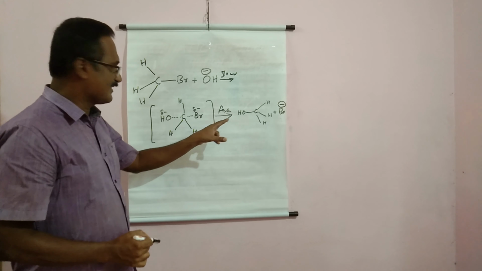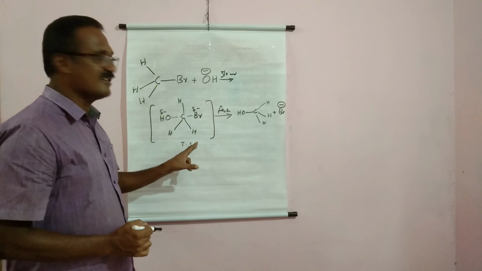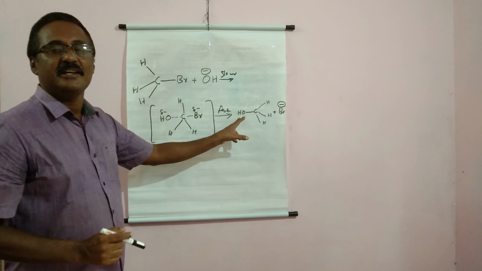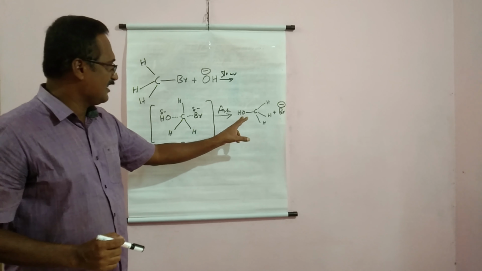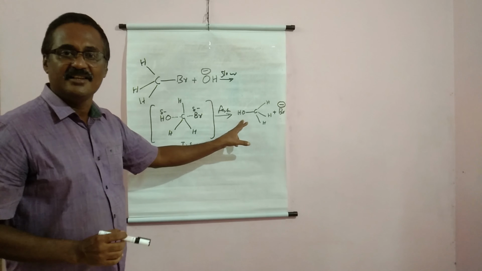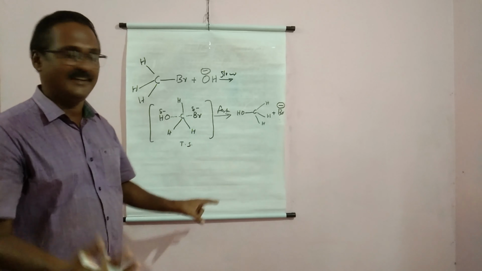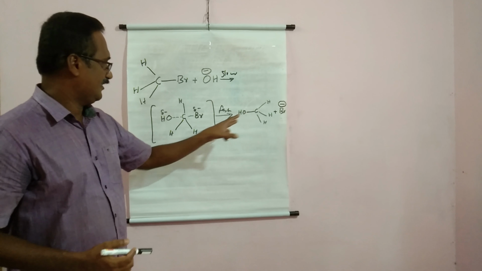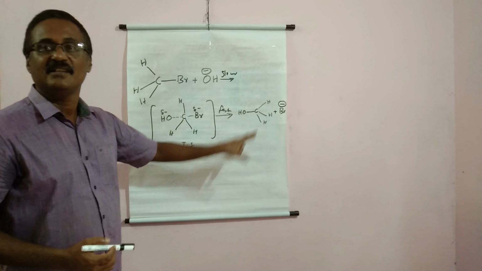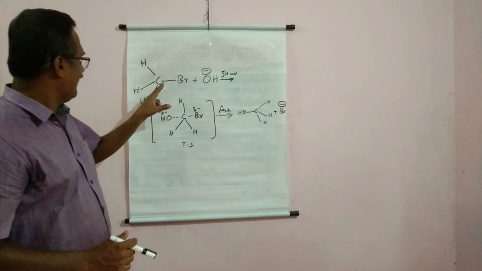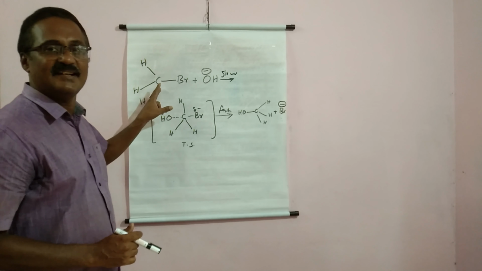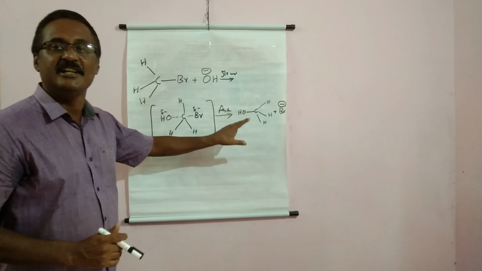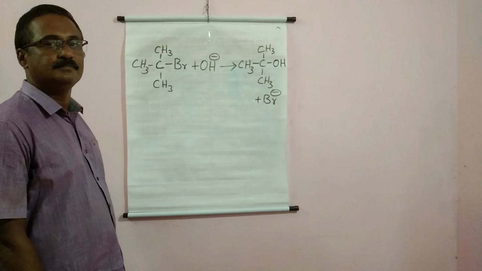And then what happens? In a fast step, the configuration is changed. The product is formed with an inversion of configuration. This inversion of configuration is just like turning inside out an umbrella in a gale. This is what is called the Walden inversion. That is, the SN2 mechanism results in an inverted product. The stereochemical change is inversion in an SN2 mechanism.